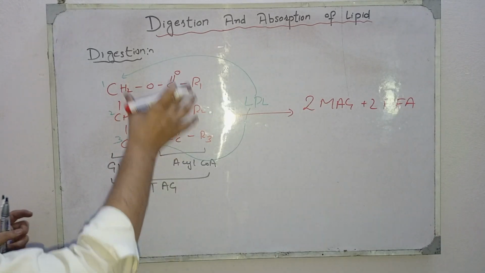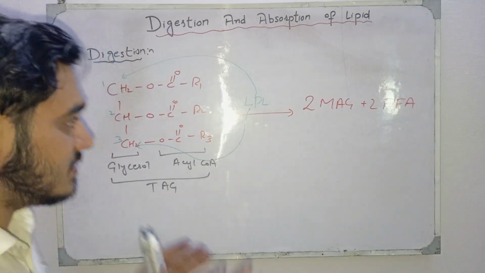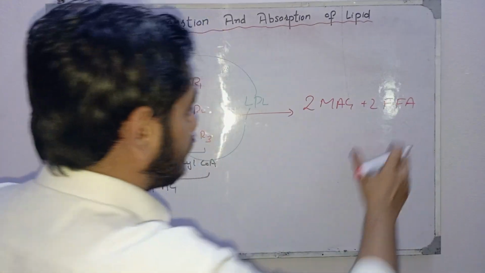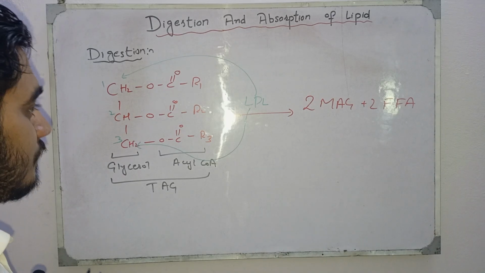Okay, dear friends, the triacylglycerol molecule is acted upon by lipoprotein lipase. It acts on carbon number 1 and carbon number 3 and converts it into two molecules of monoacylglycerol and two molecules of free fatty acid.